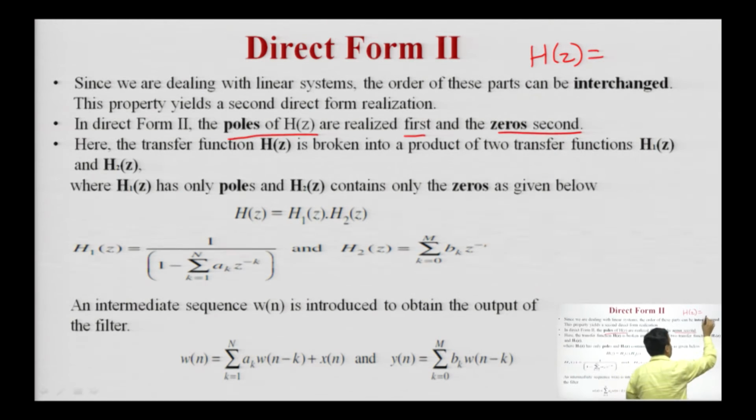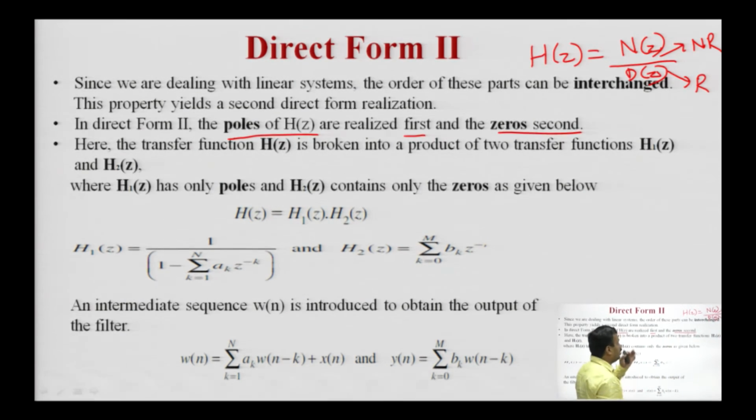जब भी H(z) आपके पास होगा, एक N(z) होगा numerator और एक D(z) denominator होगा. Numerator always shows the non-recursive term and denominator always shows the recursive term. Numerator का solution हमें zeros देता है, और denominator का solution हमें poles देता है.